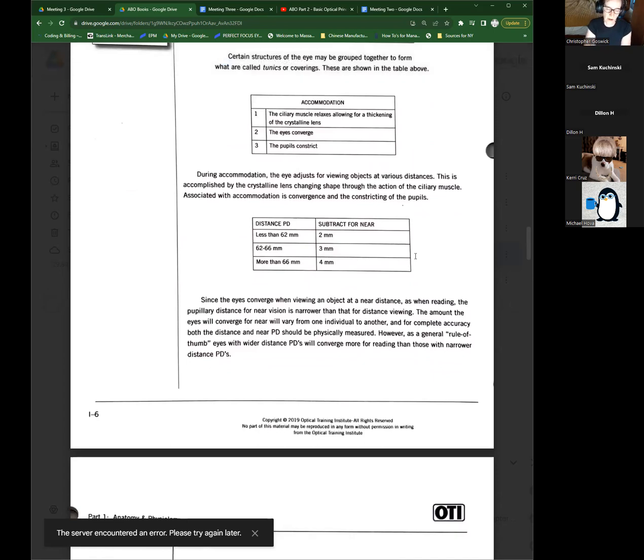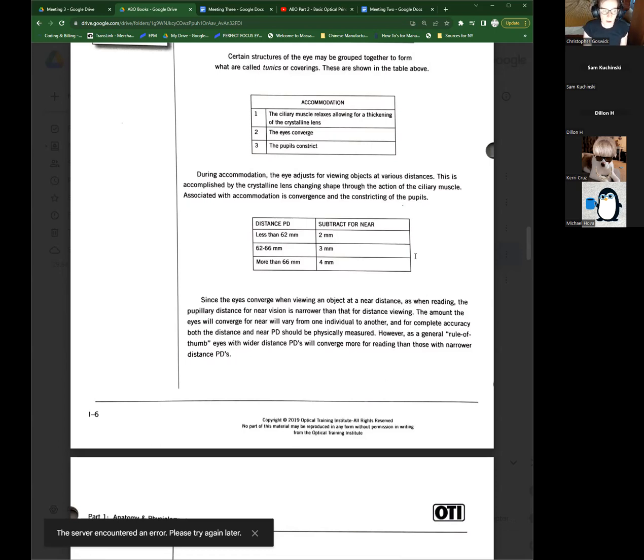One thing that I don't think we touched on much last week is the PDs and what one would do for a near PD versus a distance PD. This is important because when you make a pair of glasses, you want to make sure that the lenses are perfectly placed over the person's pupils. You want the optical center of that lens right over their pupils, basically the best part of the lens.